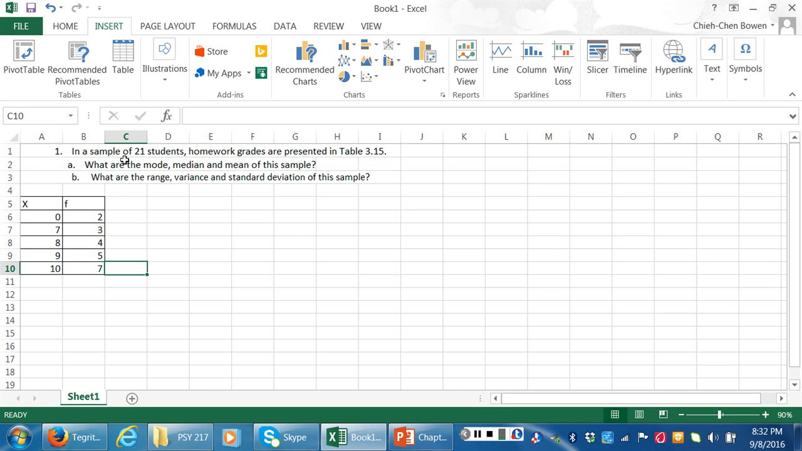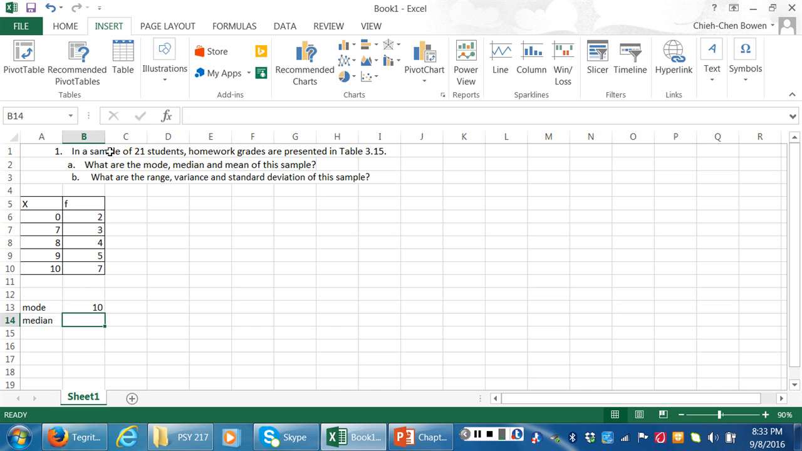Okay, it's a two-part question. Part A asks what are the mode, median, and mean for the sample, and part B asks what are the range, variance, and standard deviation of this sample. Mode, median, and mean are measures of central tendency. Mode requires no calculation. The definition is the value of the highest frequency. The highest frequency is 7 and the corresponding value is 10. Mode is 10.